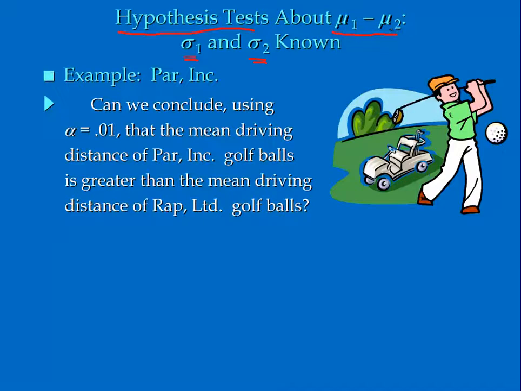Now this follows on from an earlier example, just in case you missed it, where we're looking at two golf ball companies, Par and Wrap, and we were interested in seeing if there was a difference in the distance that the golf balls can go. So can we conclude using alpha equals 0.01 that the mean driving distance of Par Inc. golf balls is greater than the mean driving distance of Wrap Limited golf balls? Okay, so that's what we're looking at here.